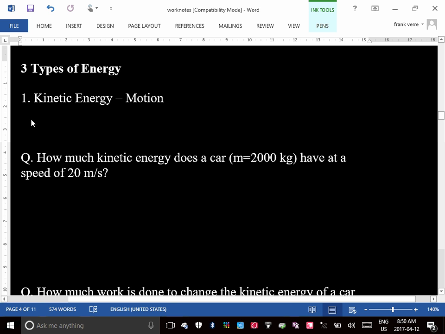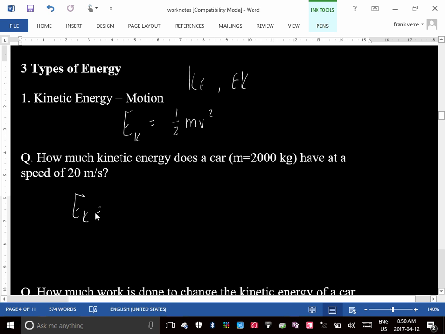So the label I'm going to use for kinetic energy, because some books will use KE, some will use EK, I'm going to use big E, little k to stand for kinetic energy, okay? And the equation for kinetic energy is half the mass times the speed squared. Okay? Simple equation. I'm going to use this equation to answer the first question, right? Which is, how much kinetic energy does a car have at a speed of 20 meters per second?